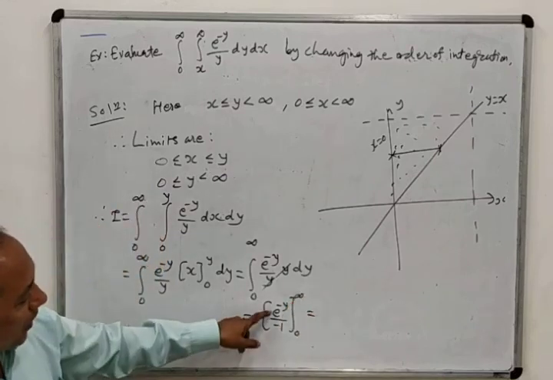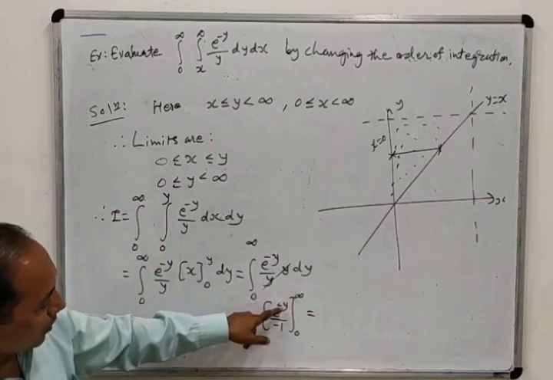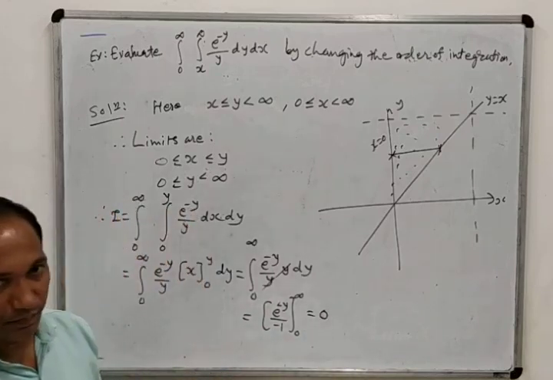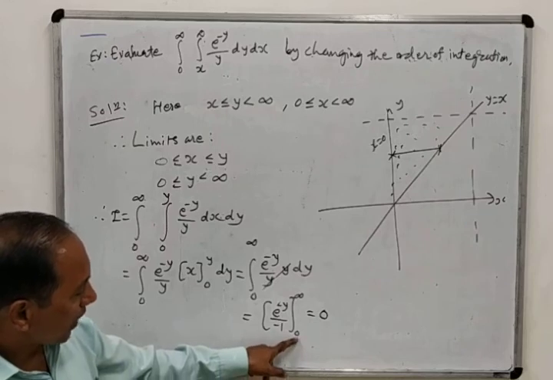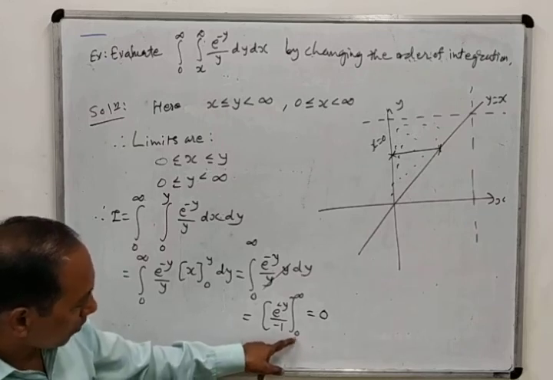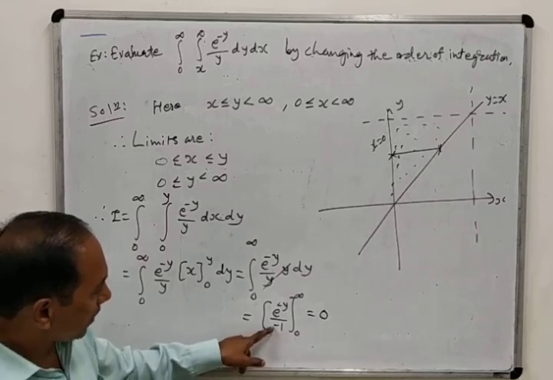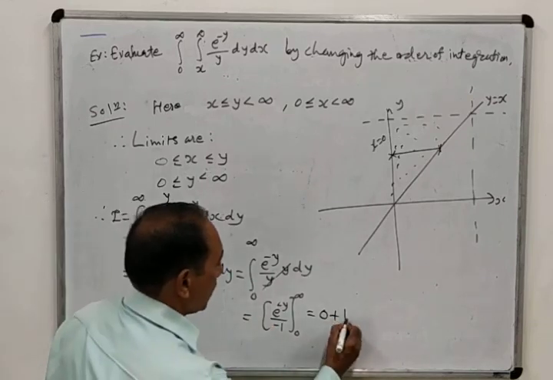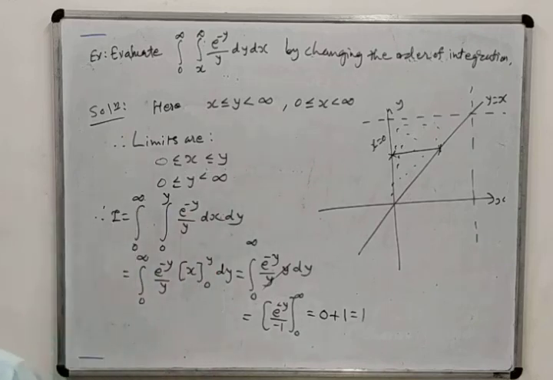So if we put y equal to infinity, then e raised to minus infinity, but e raised to minus infinity is 0. Then we put y equal to 0, the lower limit, then one more minus sign is there, so plus e raised to 0, which is 1. So the answer is 1.